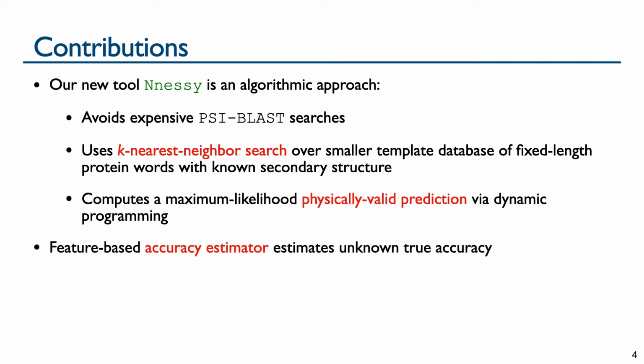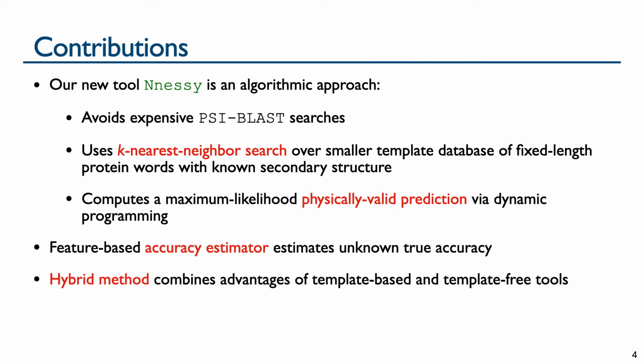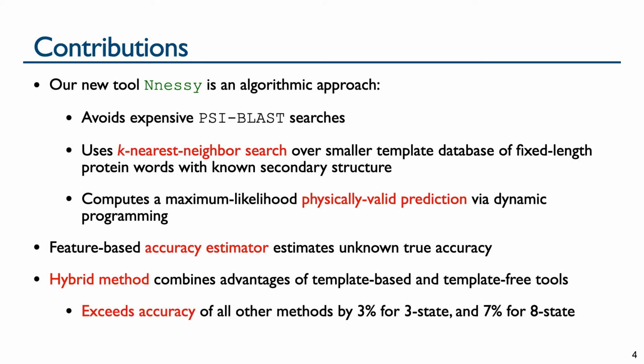Instead of outputting confidences, Nnessy uses a feature-based accuracy estimator that takes a feature of the prediction process and estimates the unknown true accuracy of its prediction. We combine our template-based tool, Nnessy, with a template-free tool to yield a hybrid method that gains the advantages of both tools. This hybrid method exceeds the state-of-the-art accuracy by more than 3% for the 3-state model of prediction and more than 7% for 8-state prediction.